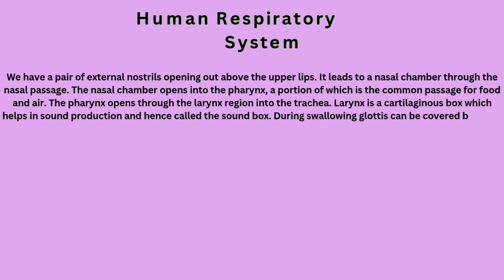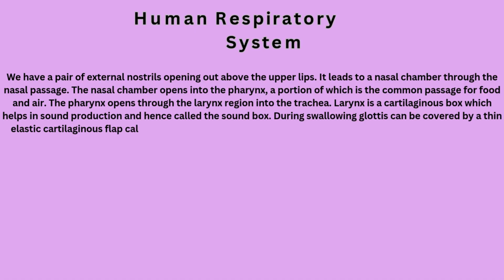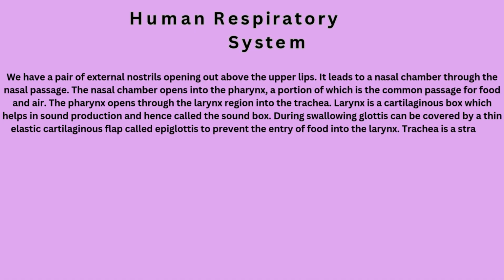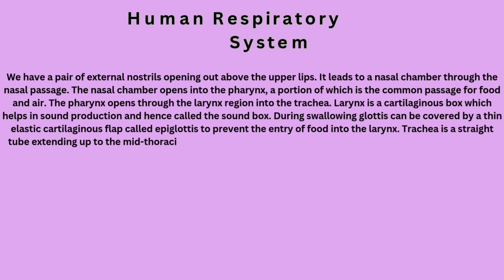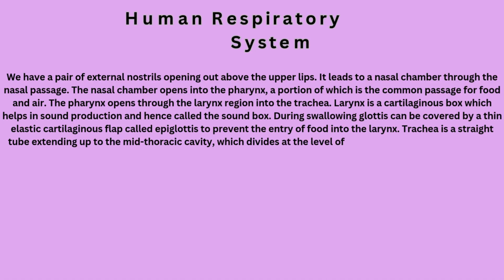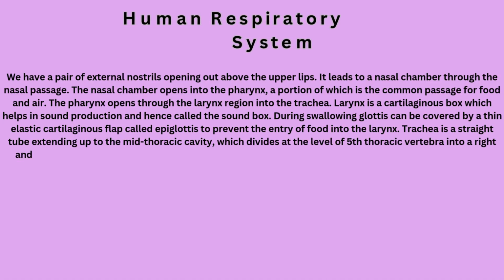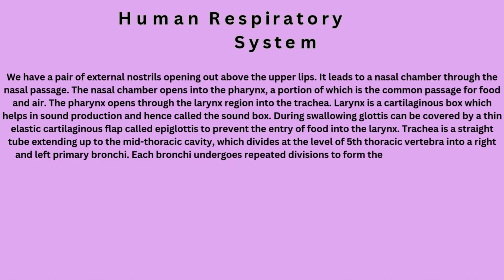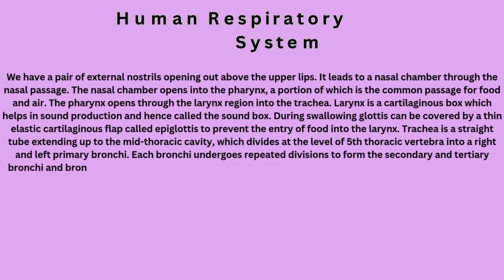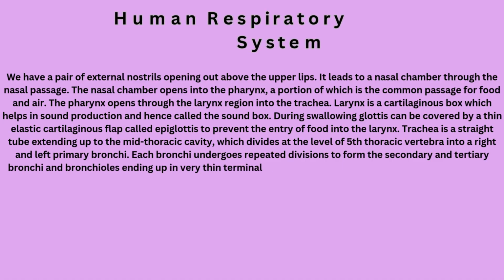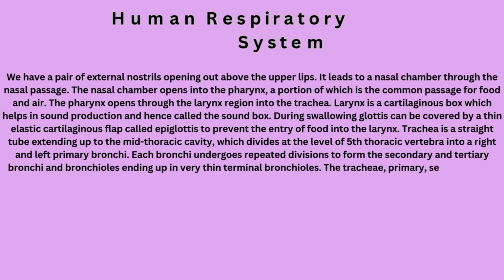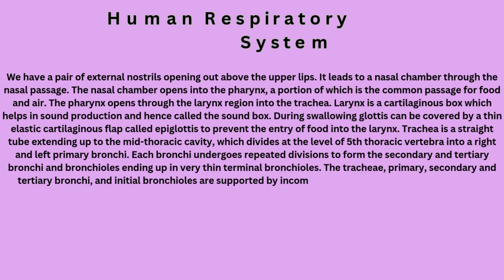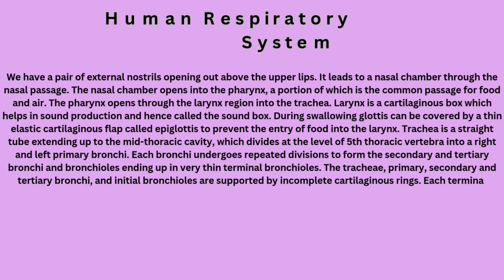During swallowing, glottis can be covered by a thin elastic cartilaginous flap called epiglottis to prevent the entry of food into the larynx. Trachea is a straight tube extending up to the mid-thoracic cavity, which divides at the level of fifth thoracic vertebra into a right and left primary bronchi. Each bronchi undergoes repeated divisions to form the secondary and tertiary bronchi and bronchioles, ending up in very thin terminal bronchioles. The trachea, primary, secondary and tertiary bronchi, and initial bronchioles are supported by incomplete cartilaginous rings.